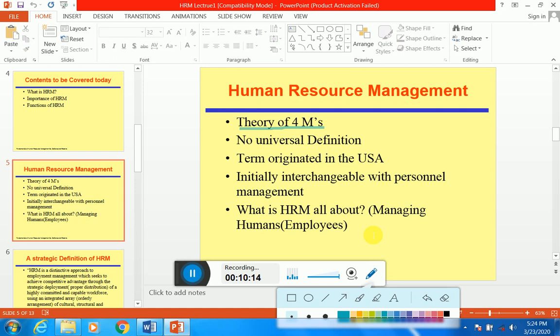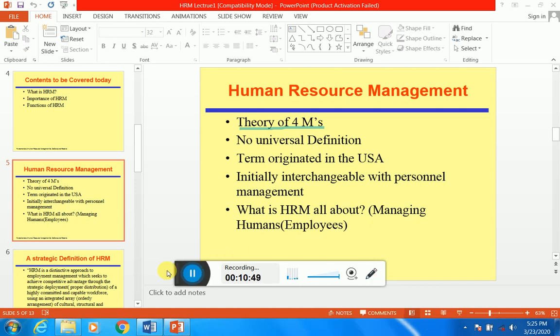Let's see what is meant by these three key terms: human, resource, and management. Human is simply a Homo sapiens, a social animal, while resource means human, physical, financial, technical, informational, etc. And management is the managerial function of planning, organizing, leading, and controlling for organizations to accomplish goals efficiently and effectively.